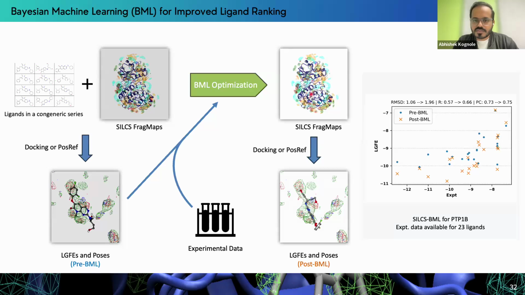See, in this case, the R value has improved from 0.57 to 0.66, while the percent correct already was about 0.73. That got improved to 0.75. So depending on your experimental data range, how diverse it is in terms of the range, and based on that, it can help your BML optimization better.